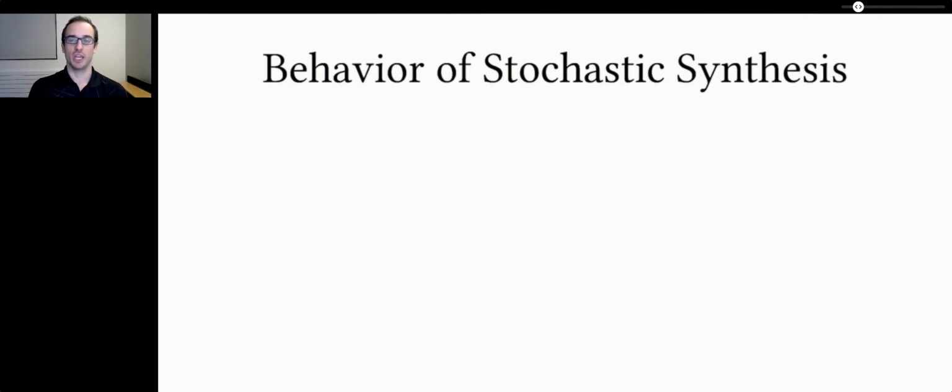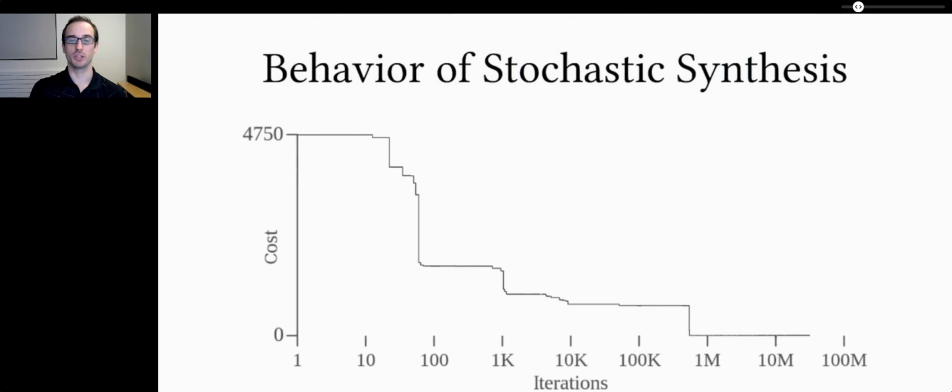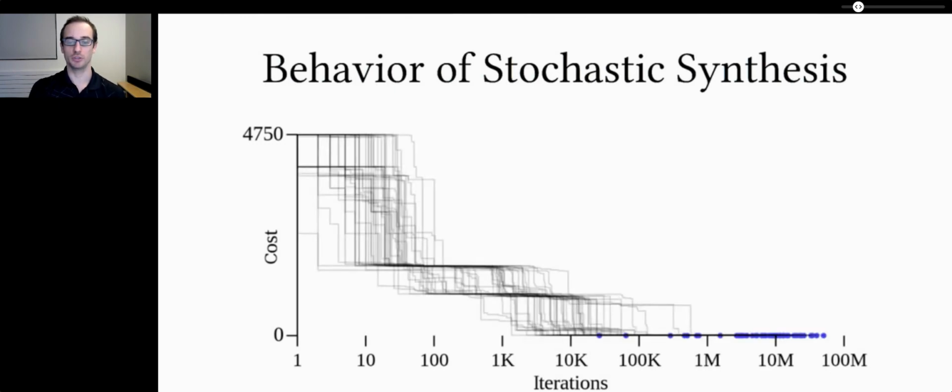To investigate the behavior of stochastic synthesis, we can plot the cost over the course of a synthesis run. Here we can see that there are large drops that separate long flat regions where not much progress is made. If we plot a whole bunch of searches on top of each other, we see that these searches often cluster around the same costs, which suggests they're passing through the same parts of the program space.